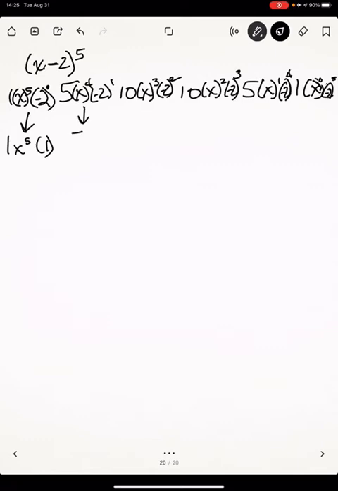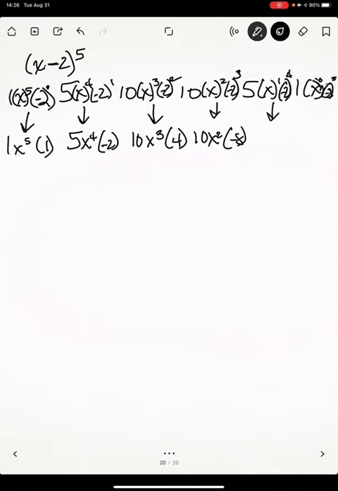Then we're on the next one, 5x to the 4th, and then -2 to the 1 power is itself, so it's going to be -2. Then come down here, it's 10x to the 3rd, and -2 to the 2nd power is going to be +4. Then over here, it's going to be 10x to the 2nd, and -2 to the 3rd power, I'll get my tongue tied here, sorry guys, is -8. 5 times x to the 1, this is going to be +16. And then lastly, 1 times 1 times -32.